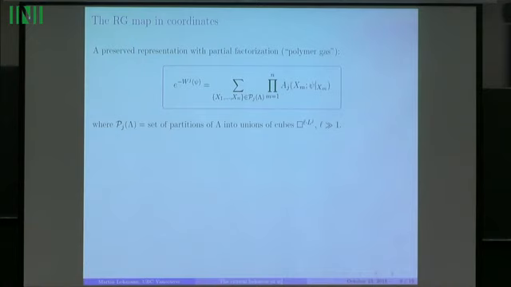So first, about the factorization problem. There you can find a representation of these effective actions which have partial factorization. These are called polymer gas representations, and they involve objects that are called activities. These functions are parameterized by subsets of your lattice, and the interpretation of them is that fields inside each of these subsets are coupled together, but your activities do not depend on fields that are outside of these sets.